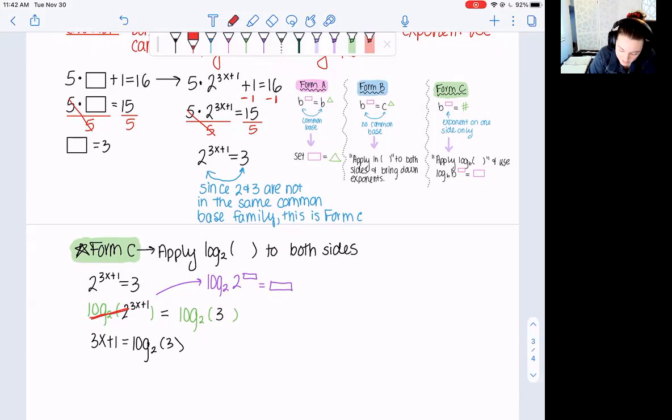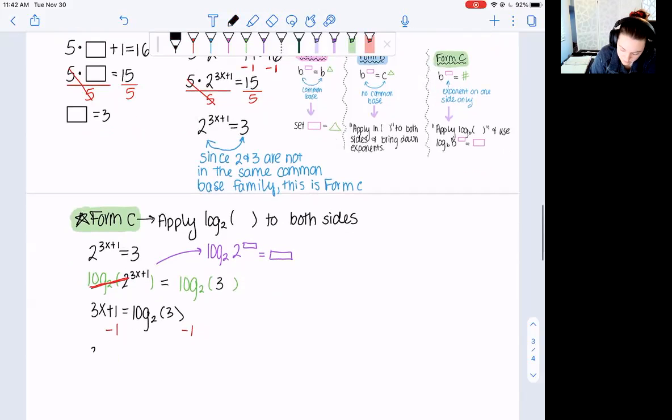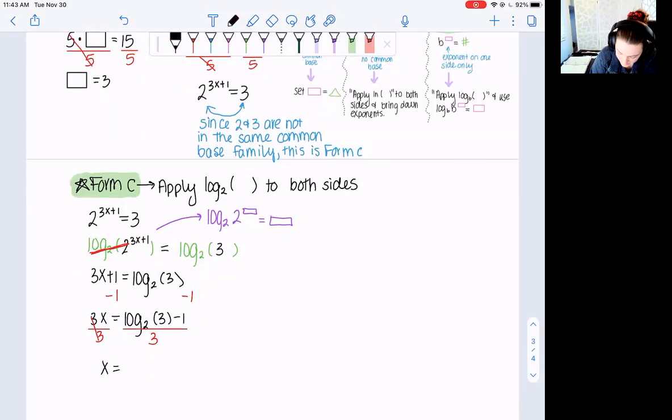To solve for x, I am subtracting 1 on each side. Then you get 3x is equal to log base 2 of 3 minus 1. Divide both sides by 3. Your final answer: x is equal to log base 2 of 3 minus 1, all over 3.